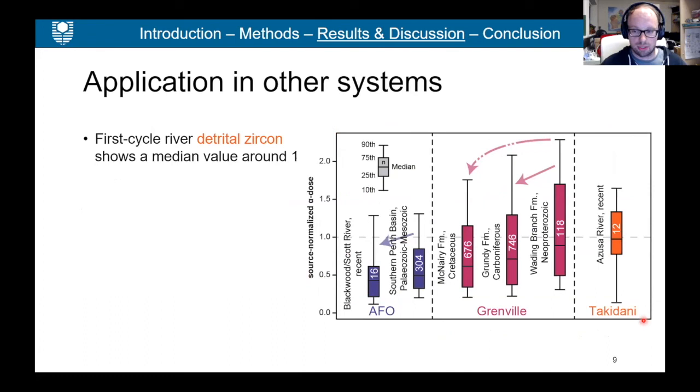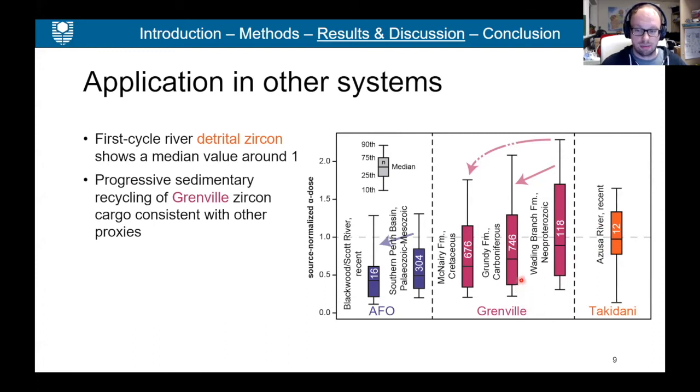So these are all published literature data, and one example is from Japan, also modern sediment. There is the Takadani granite and the Azusa River, which essentially runs on top of it, and people have dated the zircons in the river and the granite. And when we compare these, make the source-normalized alpha dose metric, we get a value of 1. So more or less job done. This is what we would expect.